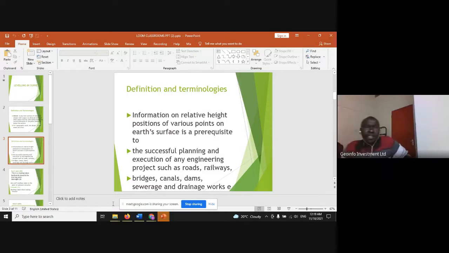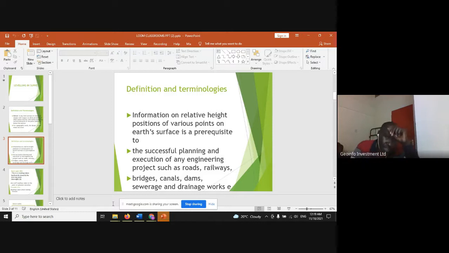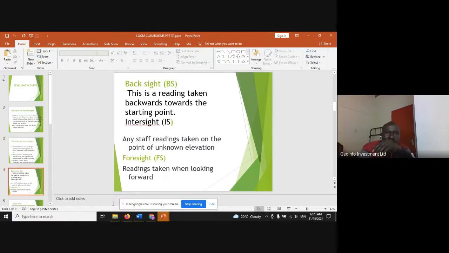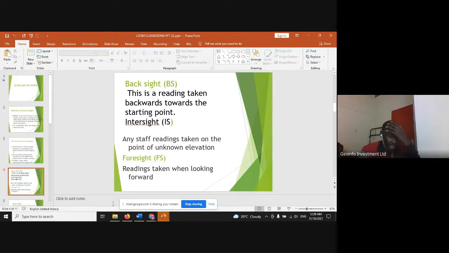Now, the data also is the information on relative height position of various points on the Earth's surface. The successful planning and execution of any engineering project such as roads, bridges, canals, sewerage, and drainage. So the process by which we are getting the sewerage line, the railway line, that is the process of leveling.